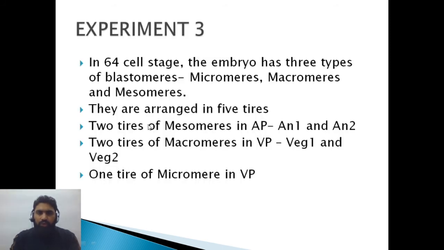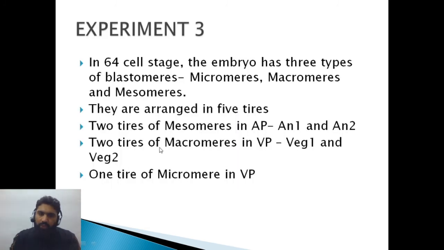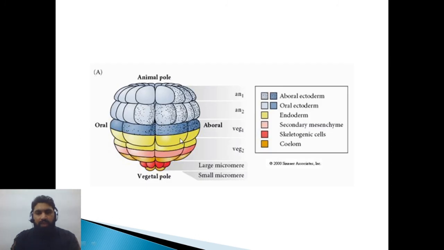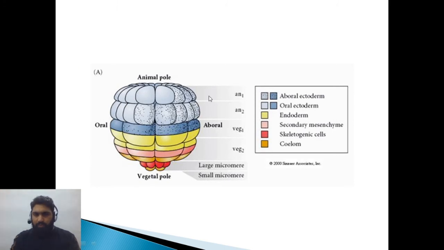Which are they? 2 tiers of mesomeres in the animal pole, which can be called AN1 and AN2. So animal gradient will be present here. Keep in mind they can be named AN1 and AN2. Then 2 tiers of macromeres in the vegetal pole. The vegetal pole will contain vegetal gradient only. These can be named Veg1 and Veg2, as you can see here, in the vegetal pole. Okay, then what is next? One tier of micromeres in the vegetal pole. This is the micromere. So what is happening?